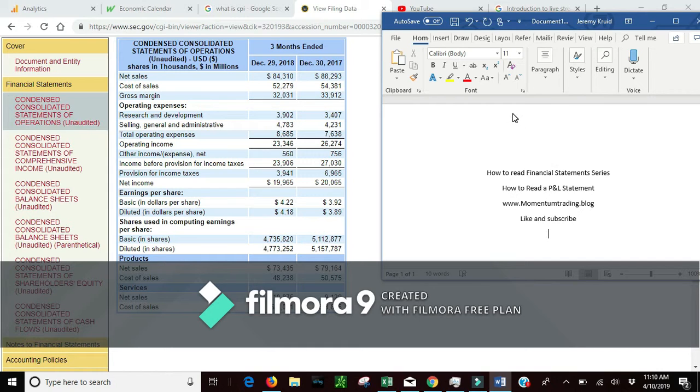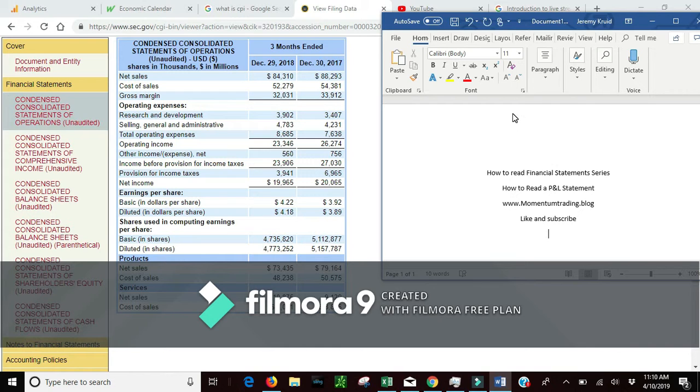The first line you see is net sales. That is the total amount of sales from goods sold. Since this is Apple, it'll be the iPhones, iWatches, iPads, and all that stuff that they've sold. You'll see it says 84,310. Since it's done in millions, that's actually $84,310,000,000 in net sales.